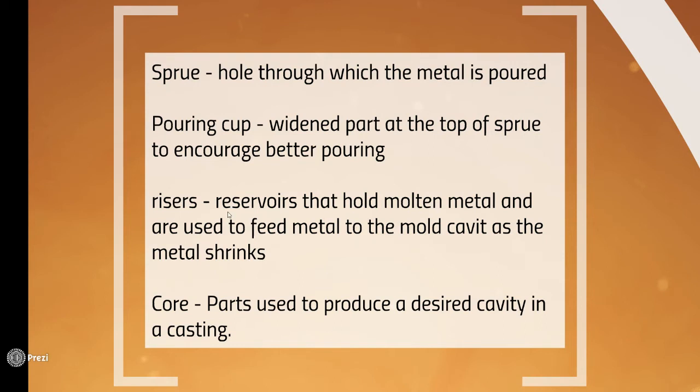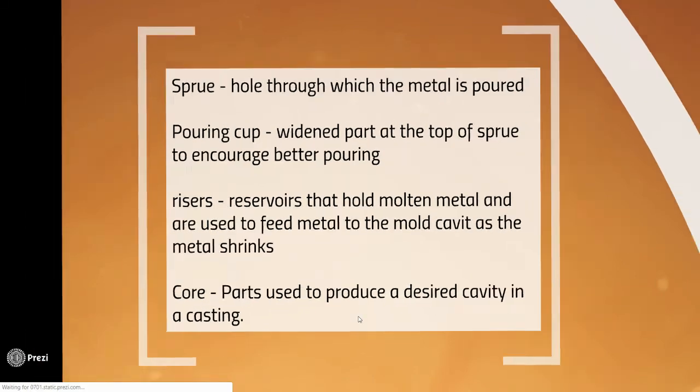Your riser, remember, is a reservoir that holds extra molten metal so that it can make sure to feed your molten metal as it cools and as it hardens, and make sure it does not run out of extra molten metal and create cracks and other things like that. Your core, again, is a part to hold a space for a cavity, because oftentimes your castings will have an empty space in there that you don't want the molten metal to go into.